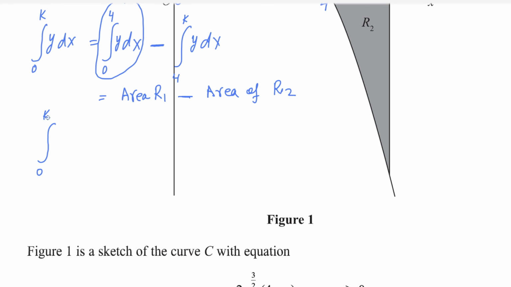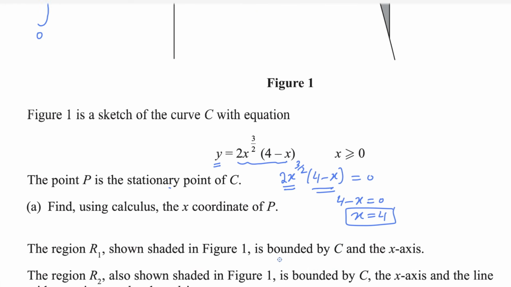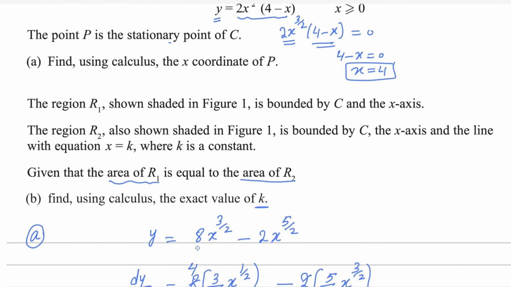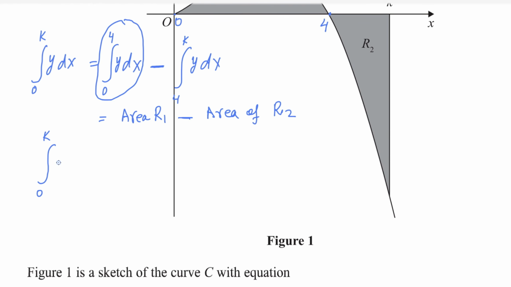Here, 0 to k, the function is 2x to the power 3. Instead of writing this value, we already expanded this value in the previous part. We can replace y with this value to integrate this function. It will be easy for you guys. So replace y with 8x to the power 3 over 2 minus 2x to the power 5 over 2. On the left side, it will be like that.